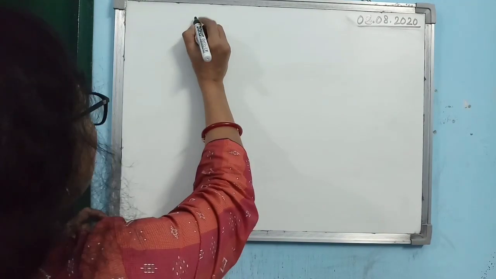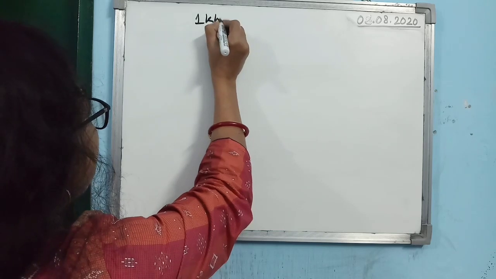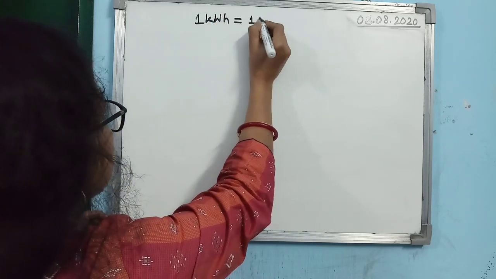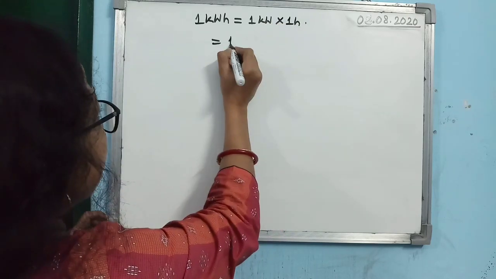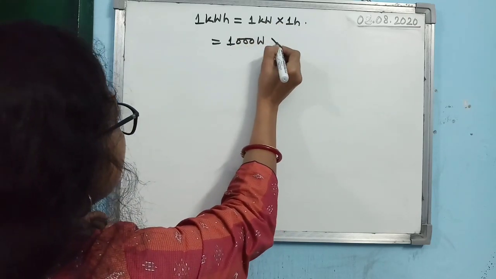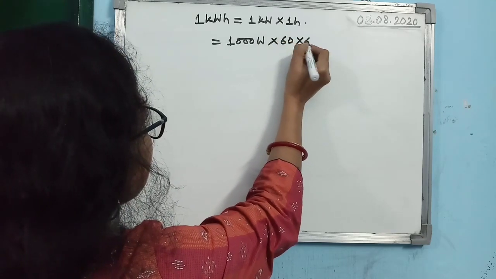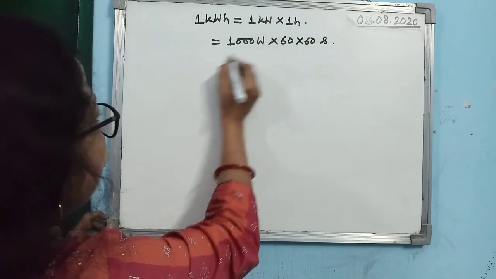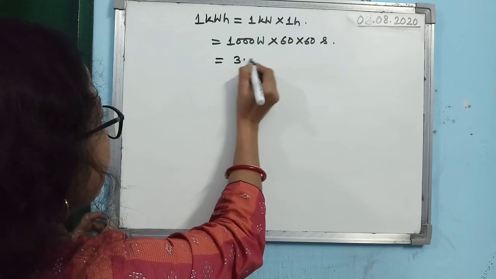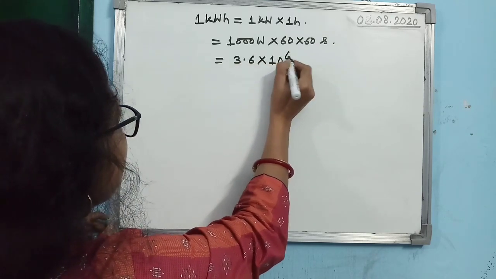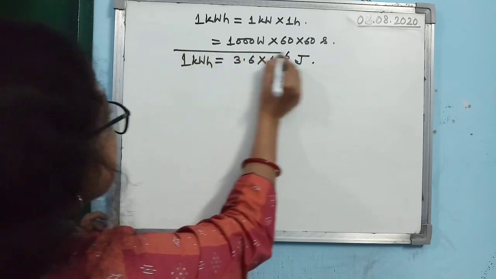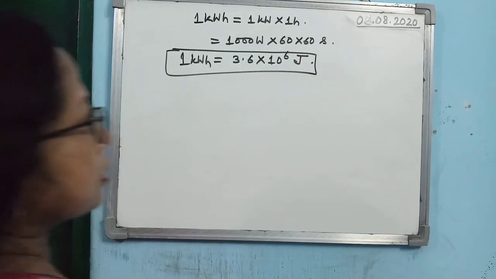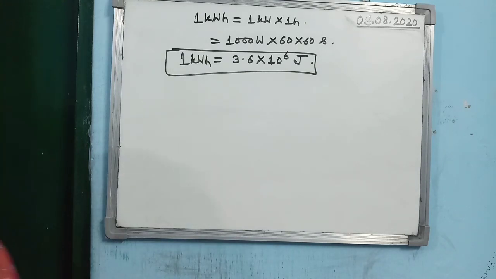Now what is the relation between kilowatt hour and joule? Although we have done it in the work power energy chapter, once again I am doing it. 1 kilowatt into 1 hour. 1 kilowatt means 1000 watt. 1 hour means 60 into 60 second, and watt means joule per second. So you are getting 3.6 into 10 to the power 6 joule. So 1 kilowatt hour is equal to 3.6 into 10 to the power 6 joule.